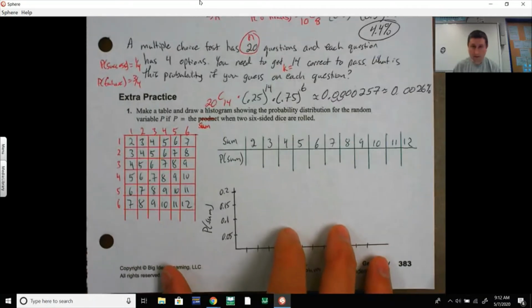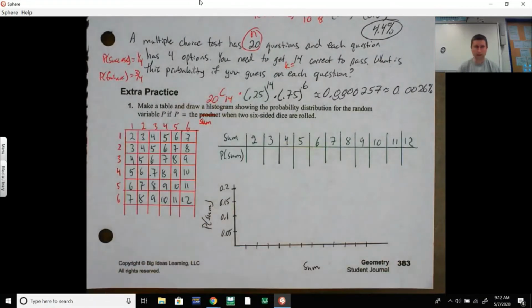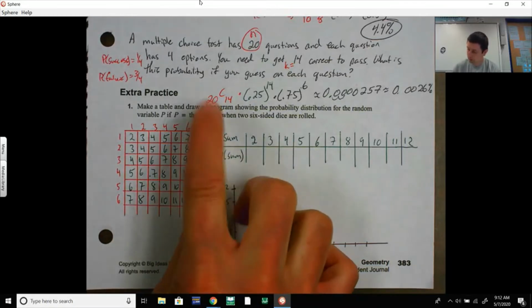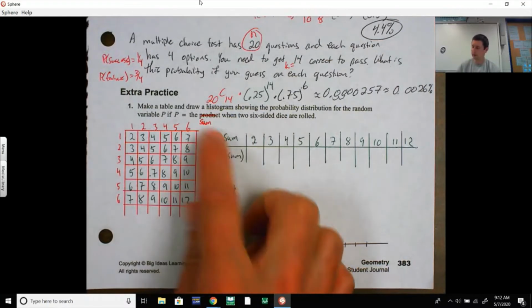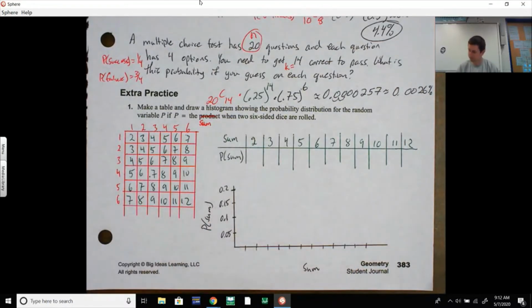Page 383. I did a lot of setup here. You can pause and get some of this set up. Make a table and draw a histogram showing the probability distribution for the random variable P. If P equals the sum, I changed that from the words in the textbook. When 2 6-sided dice are rolled, the product gave me lots of numbers and is going to be even worse.